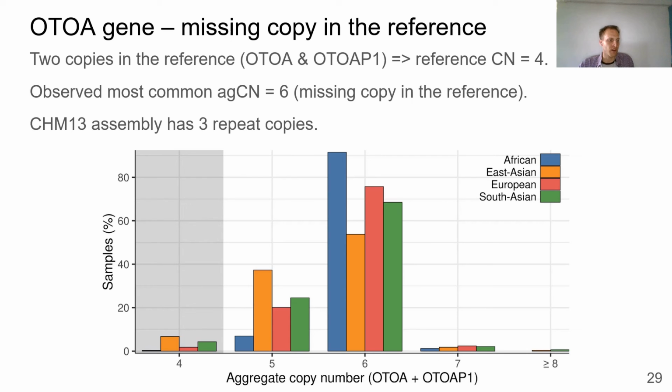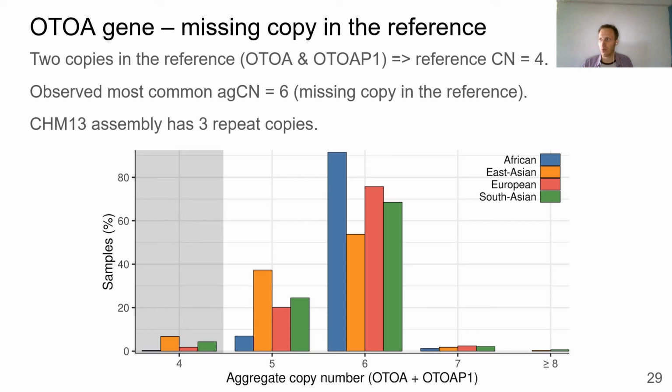OTOA is another disease-associated gene. It is related to hearing loss, and in the reference it has 2 copies, OTOA and pseudogene OTOAP1. So the aggregate copy number would be 4. However, as you can see from the plot, the most common copy number is actually 6, so there is a missing copy in the reference. We looked at the novel CHM13 assembly, and it has 3 repeat copies.